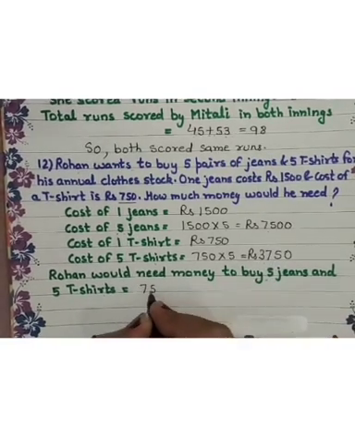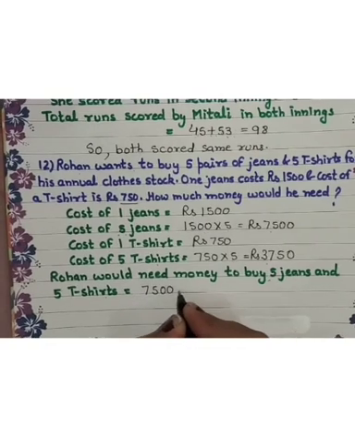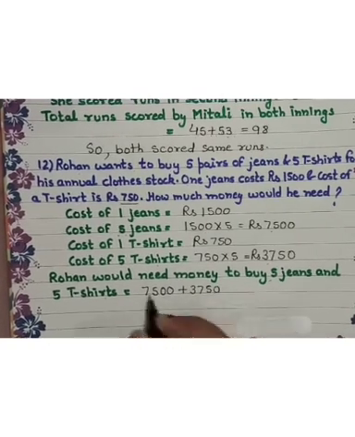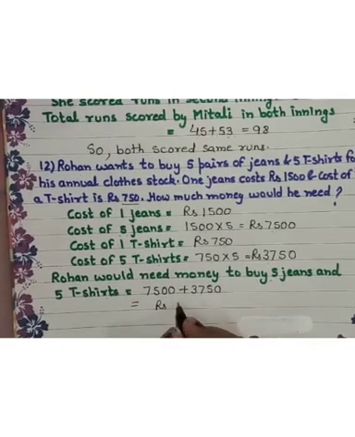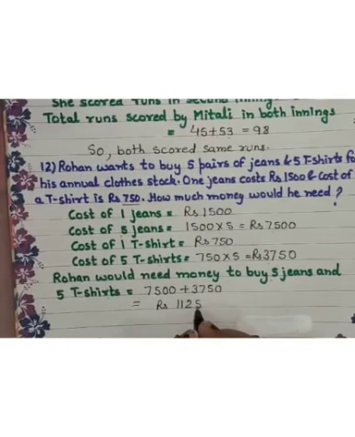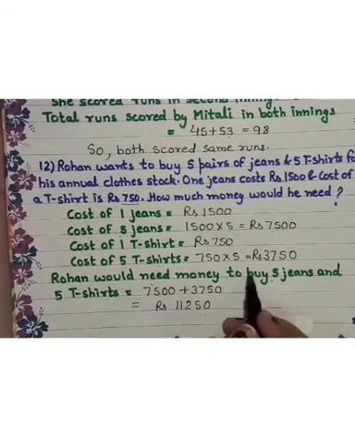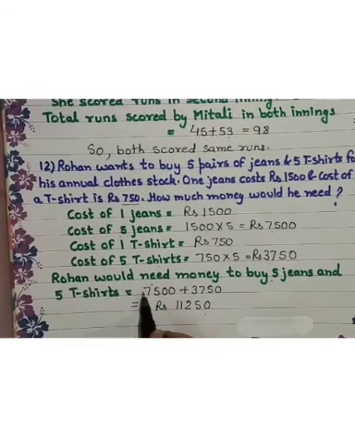Total money we want to find, so we will add the cost of both. On adding this, we get rupees 11,250 is the total money Rohan needs to buy jeans and t-shirts.